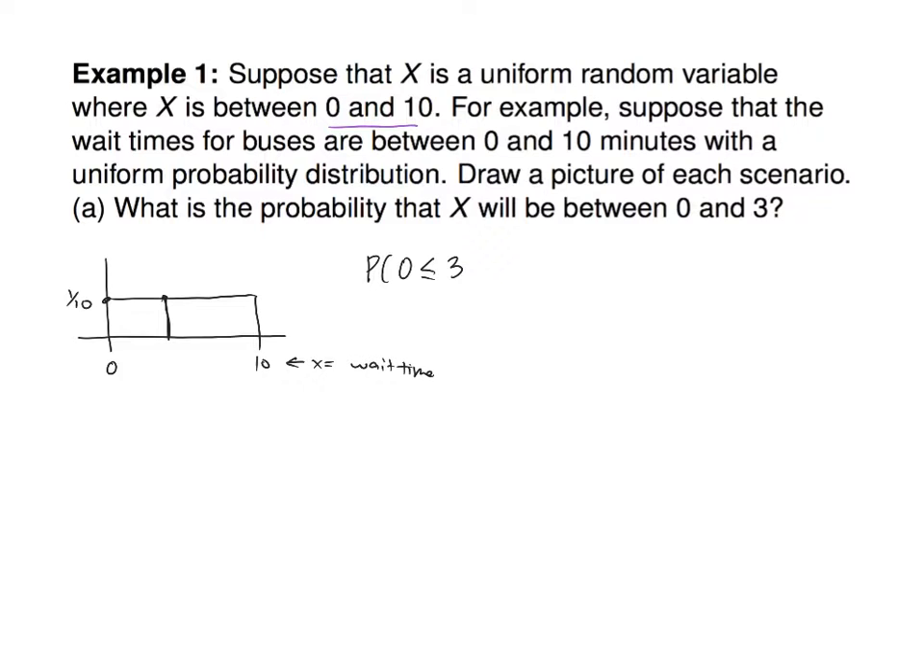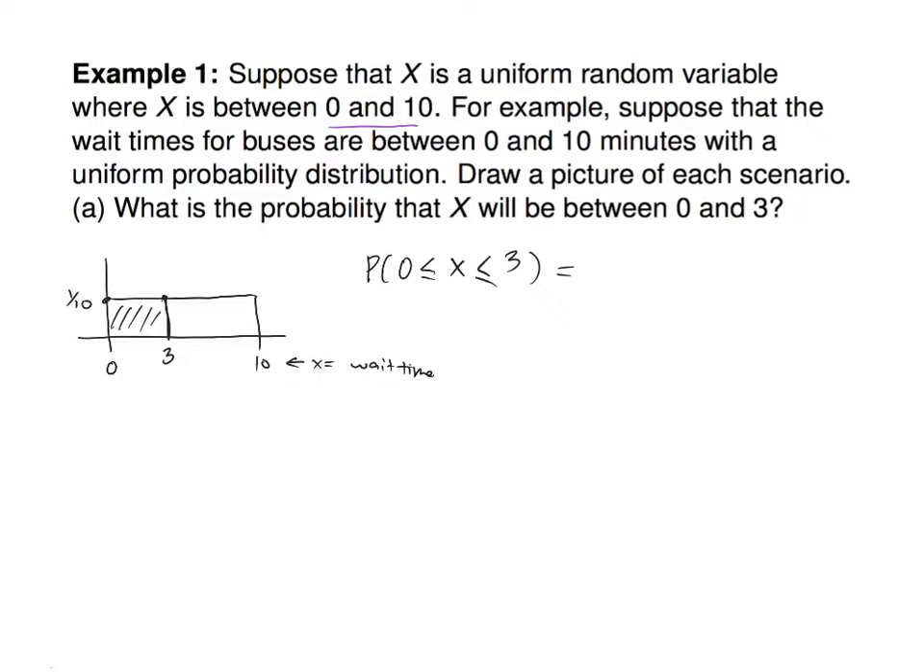What does that mean in the context of waiting for this bus? It could take you up to 3 minutes. It takes you some time between no minutes and 3 minutes for your bus to arrive. That's what this is telling us. And that is the area under the curve from 0 up to 3. So the probability that we're looking for is the area under that curve.